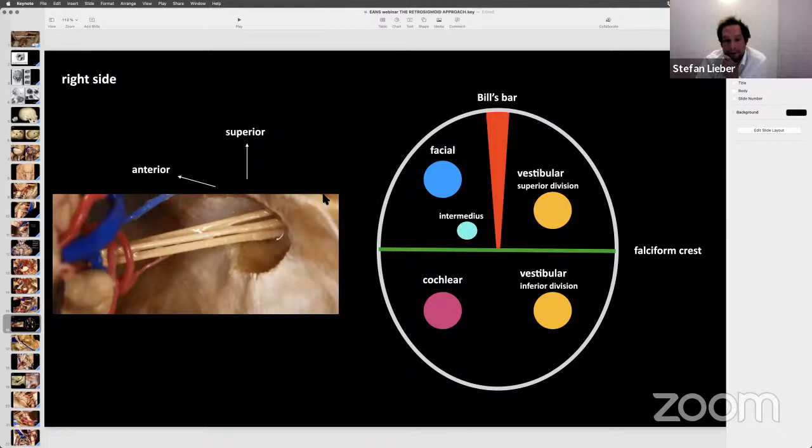This is again a right side, anterior and superior exposure here of this posterior aspect of the petrous bone.